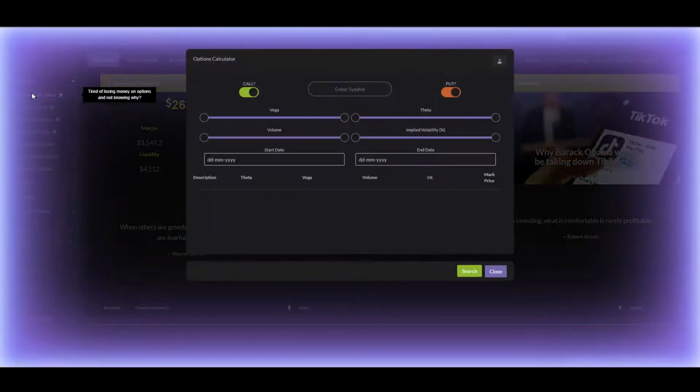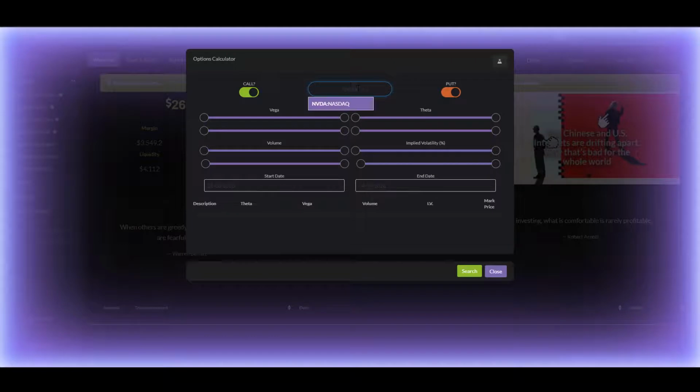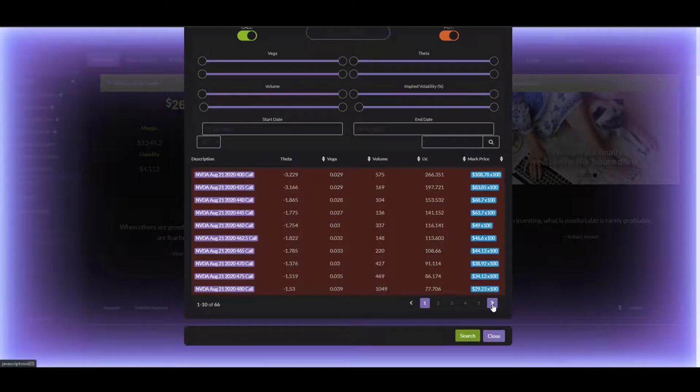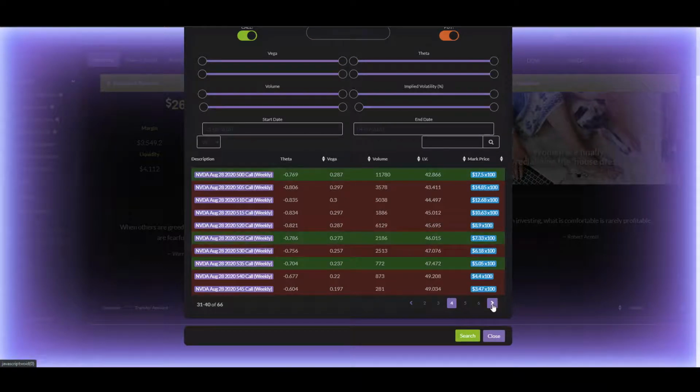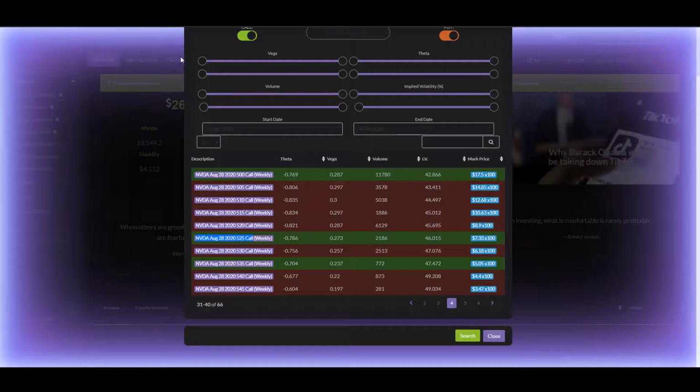Let's go to options calculator now. I'm pretty sure I selected greedy. And what I did is type in NVIDIA, search, and comb through these until I found some 28s that were green. Now, I could double check because I do have it open in the Robinhood tab, but I'm pretty sure I bought some of these.